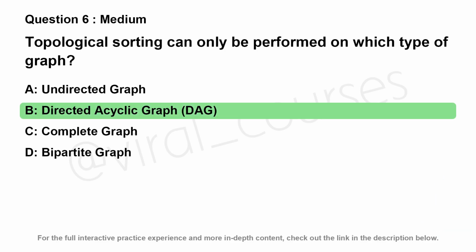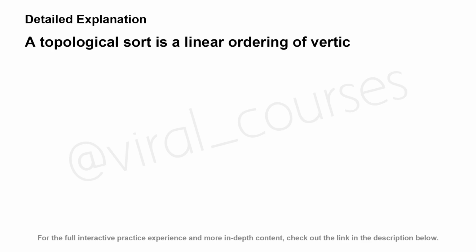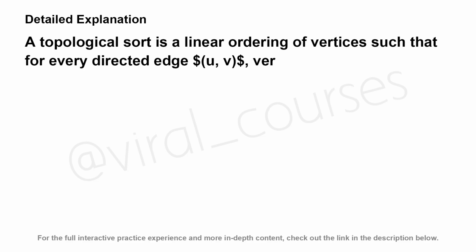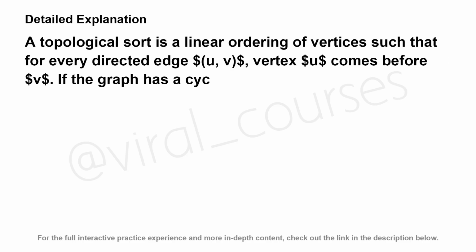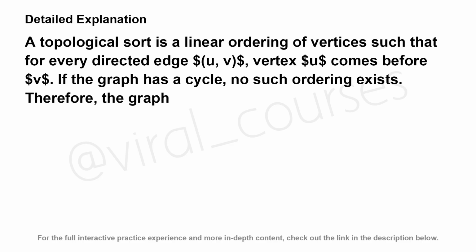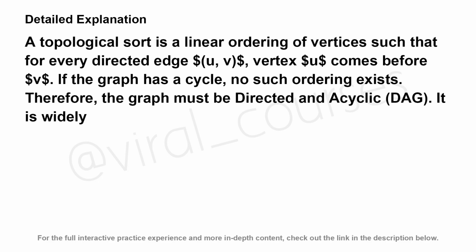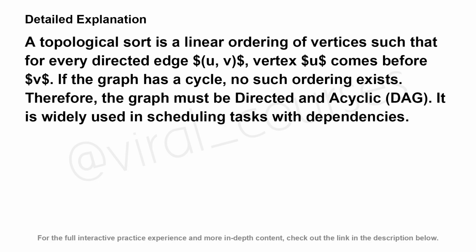The correct answer is B. A topological sort is a linear ordering of vertices such that for every directed edge (U, V), vertex U comes before V. If the graph has a cycle, no such ordering exists. Therefore, the graph must be directed and acyclic, a DAG. It is widely used in scheduling tasks with dependencies.